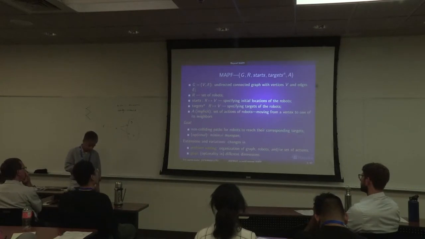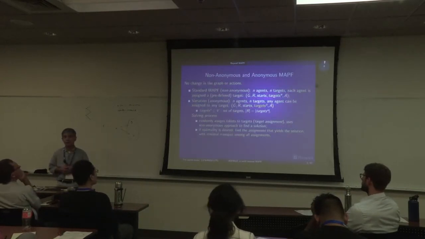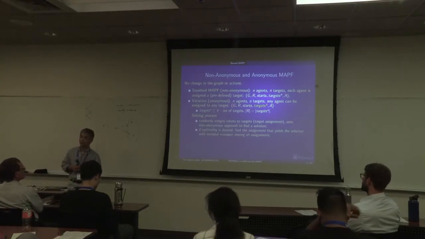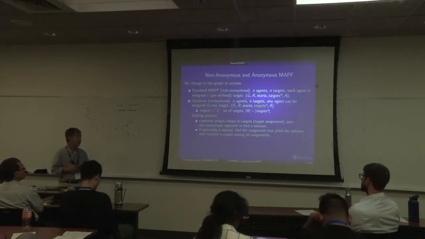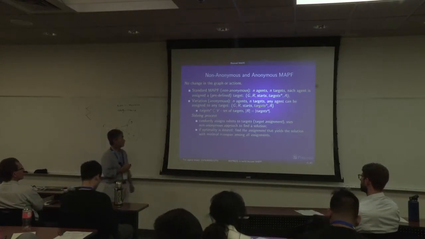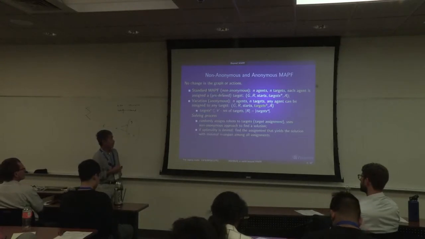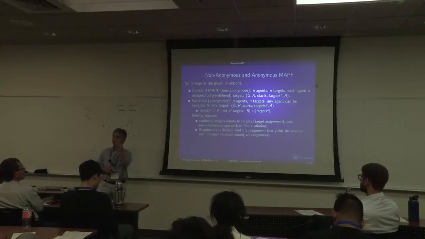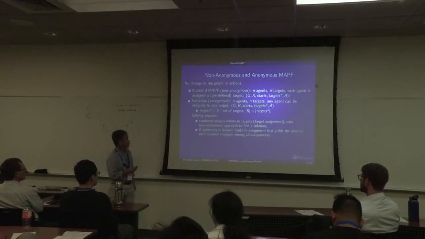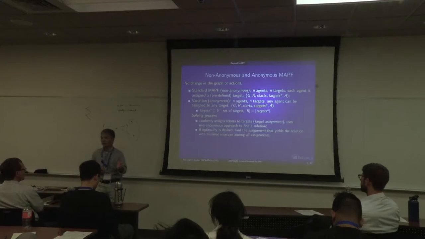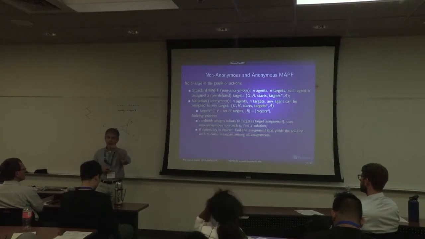Even in MAPF, there are slightly different formalizations that people talk about: non-anonymous and anonymous. What does this mean? The standard one that we have been talking about until this point is non-anonymous, meaning that each agent is assigned a specific target. The second case, which I think Ronan briefly mentioned, is the anonymous variation, meaning that I have a set of agents and a set of targets, but I don't need to specify which one goes to which one. I just need the targets to be visited, so to say.